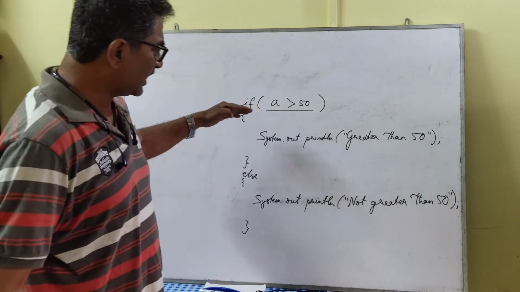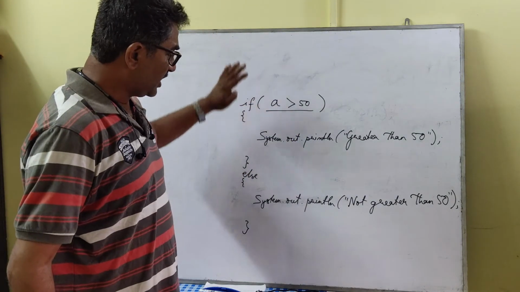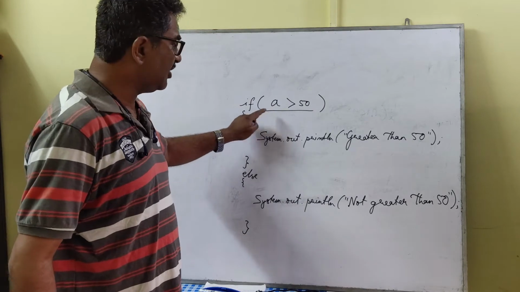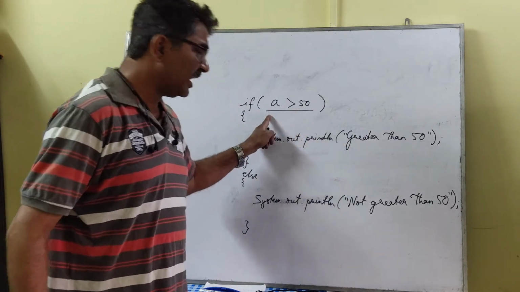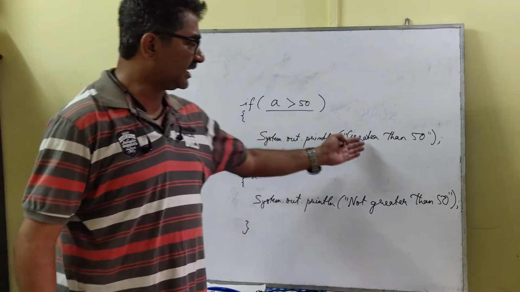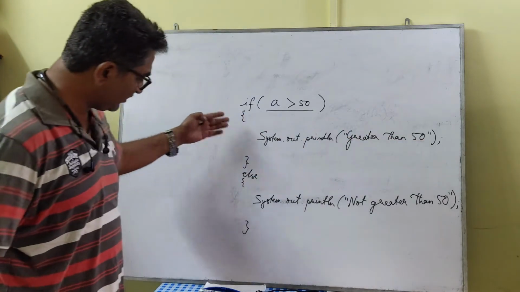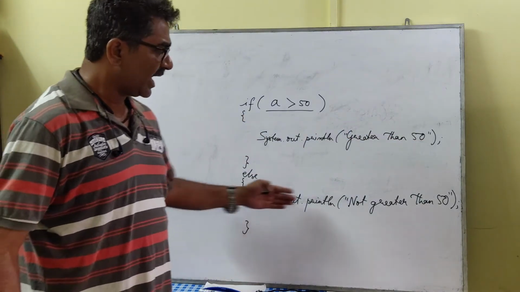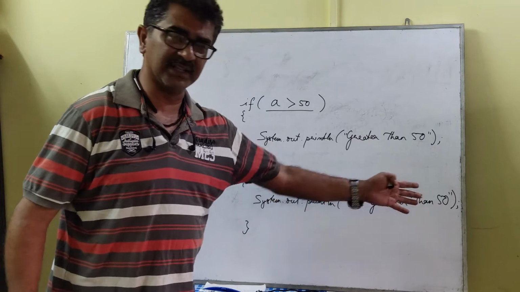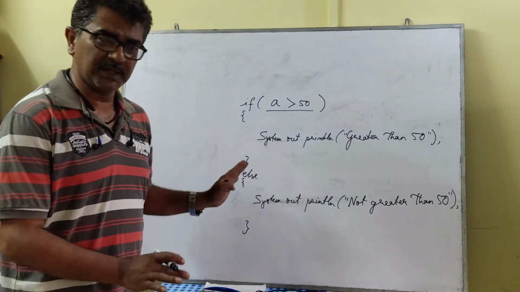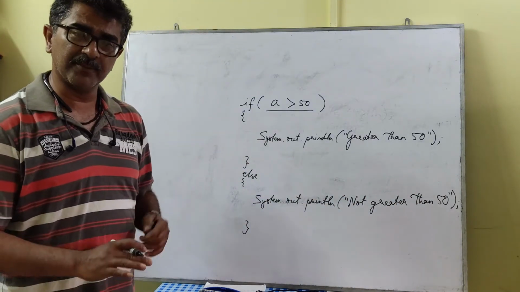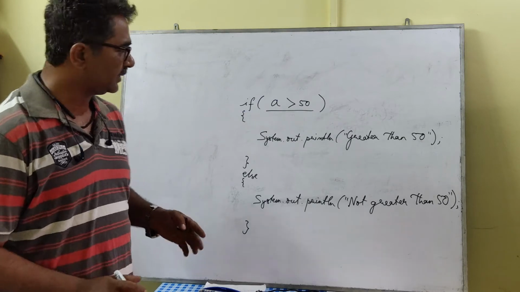Now here what the computer does is it initially checks whether the value of A is greater than 50 or not. If it happens to be greater than 50, it gives a message greater than 50. Otherwise it jumps to the else part and here it prints the message not greater than 50. So such simple operations can be done to make a program take decisions on its own.